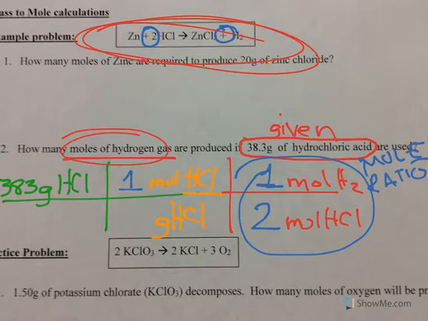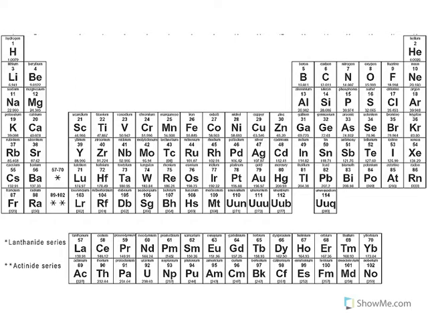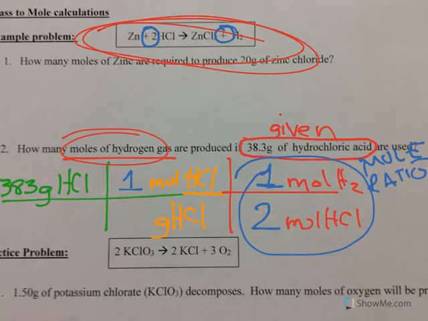And then grams always gets molar mass. So I need the molar mass of HCl. So we have hydrogen, which is 1.008, plus chlorine, which is 35.453. So my molar mass of HCl is going to be 36.461. So then to get our answer, we're just going to multiply across the top, multiply across the bottom, divide the top by the bottom.